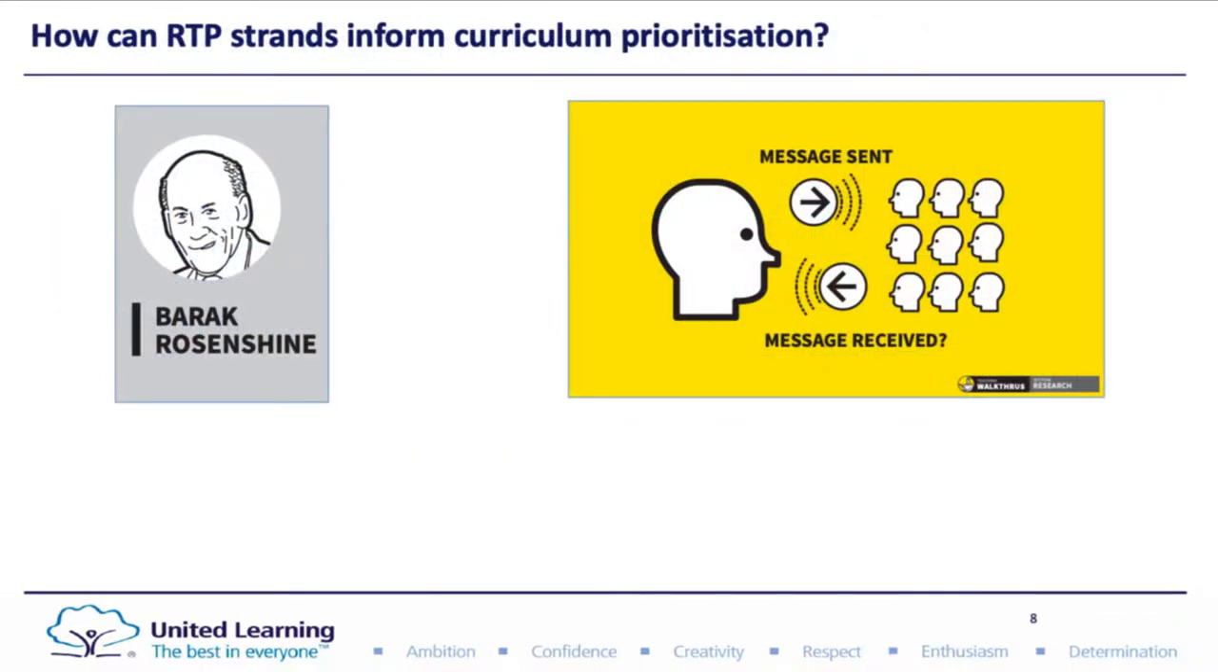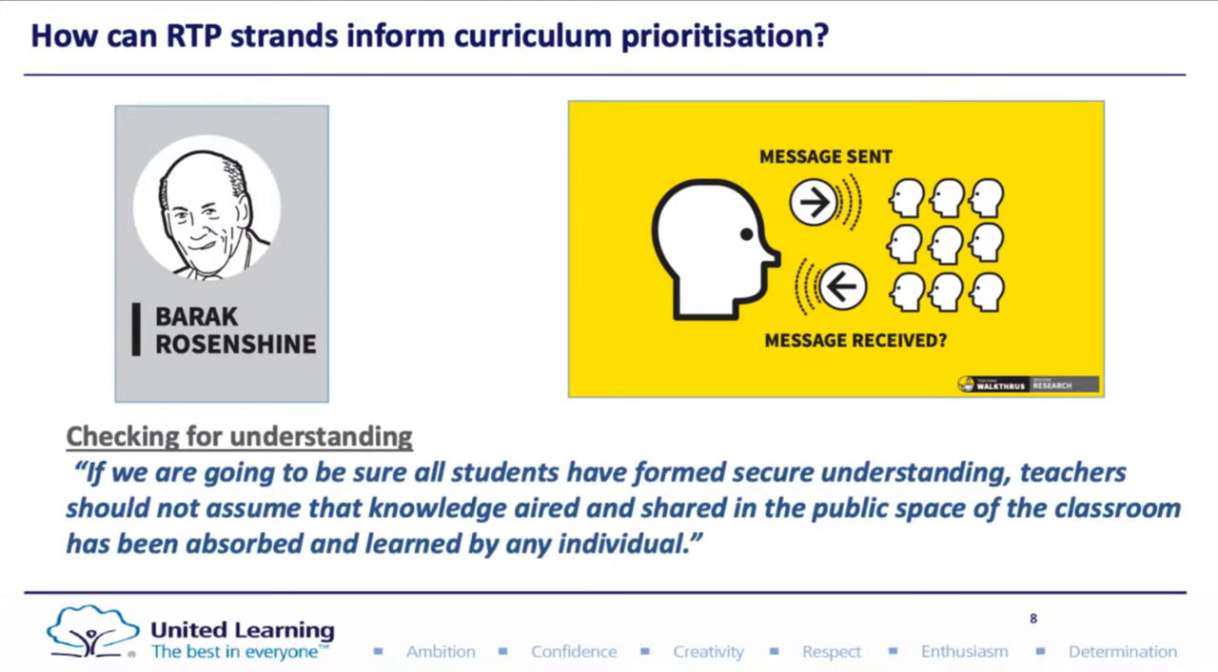So how can the RTP strands inform curriculum prioritisation? Well, one of the major foundations of Rosenshine's work is around checking for understanding and making sure that we know that although we might have told the student something and we've taught the student something, have they received that message? Are they retaining that learning, and are they able to share it again and apply that?